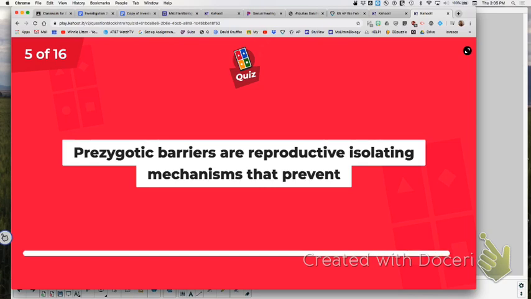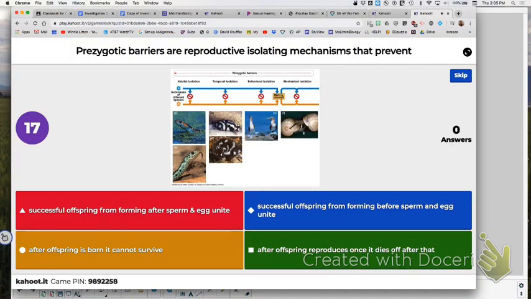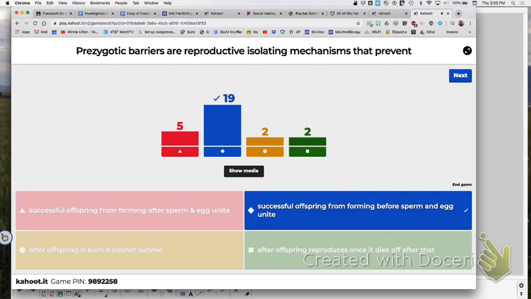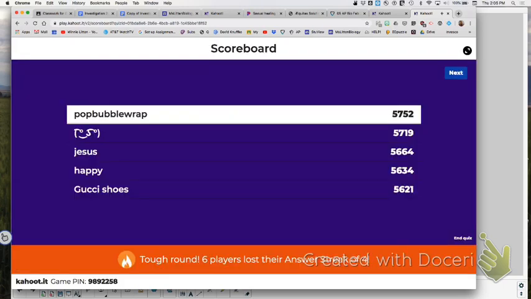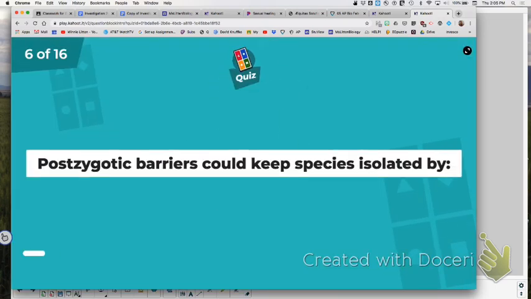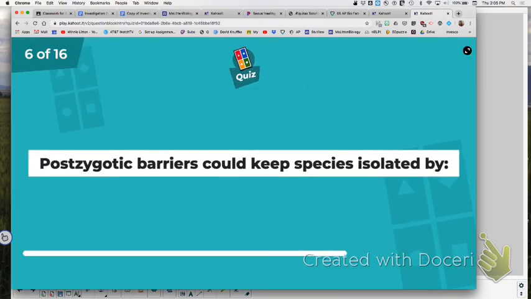Here's the class you're playing with. Say hi. Hello from New Jersey. I'm doing my bio homework right now. Good job, Chris. Do your bio homework. I'm proud of you. Hi from Russia, from Jacques. Wait, there's somebody from Russia? Yes, Jacques is from Russia. Okay, good job, pop bubble wrap. Is nobody going to take pop bubble wrap down? Bro, get it wrong.